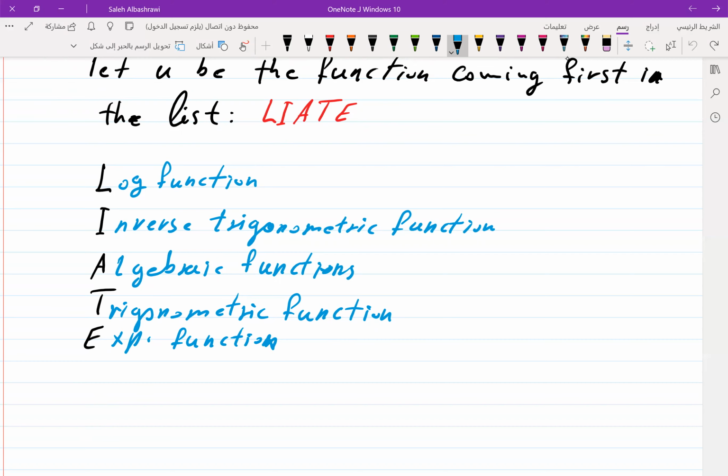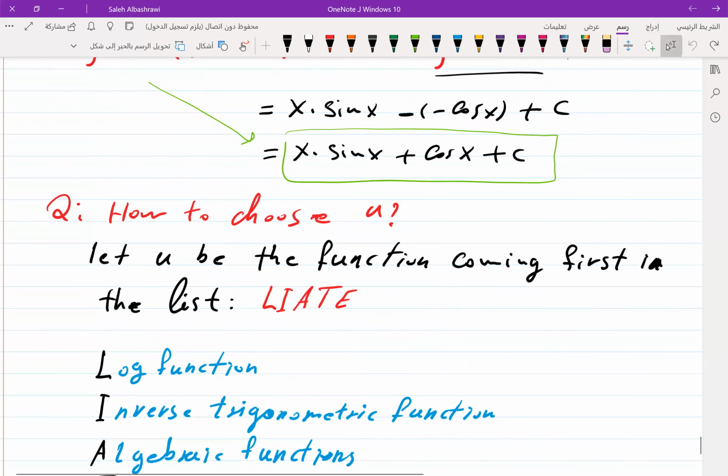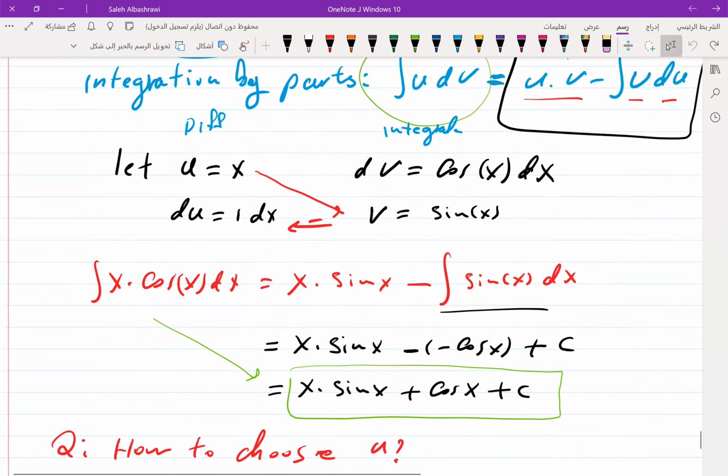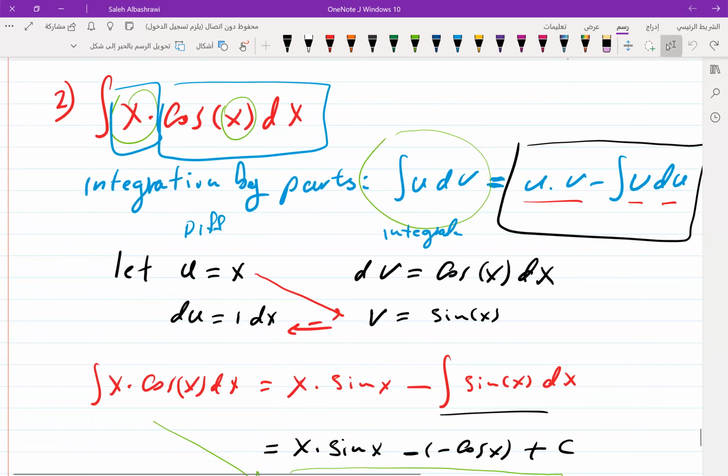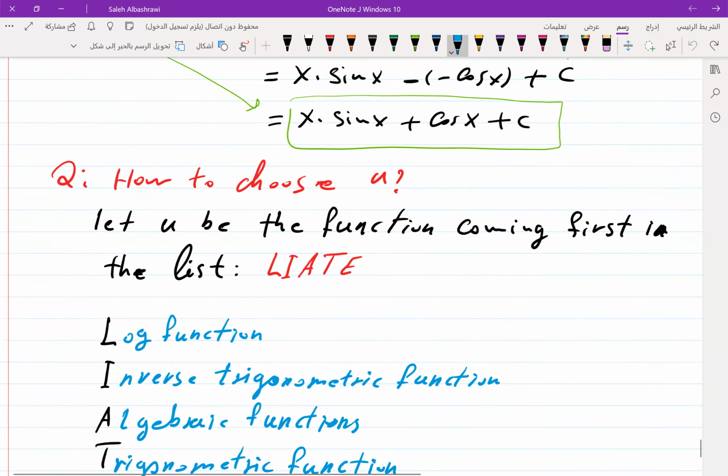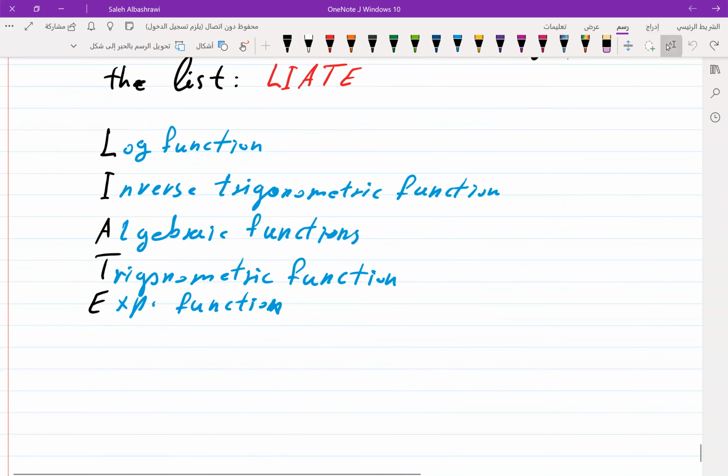And that's why, if you go back to our example, I choose u to be x, because this function is algebraic and trigonometric, A and T, and A is coming first in the list.